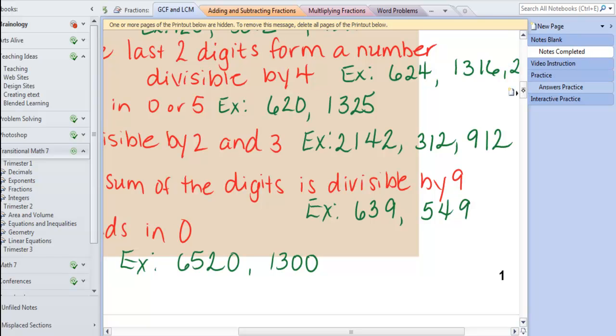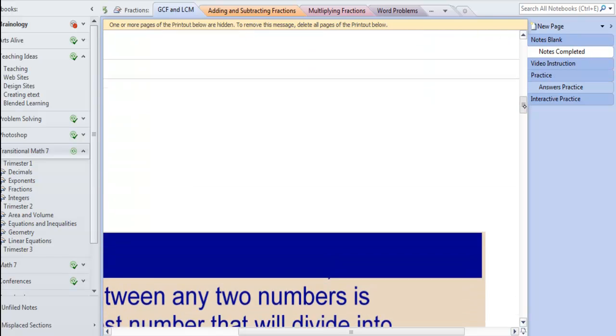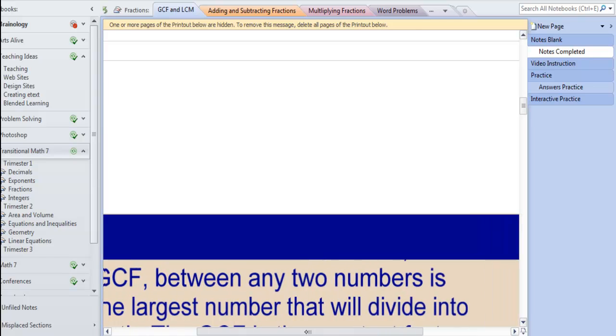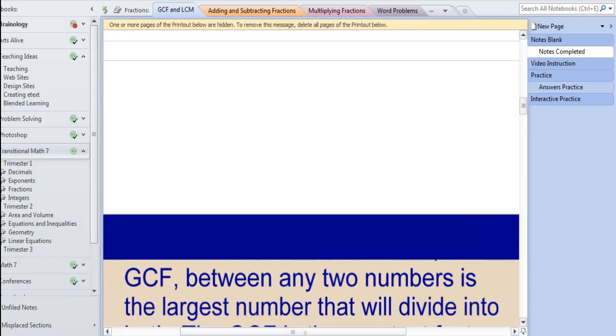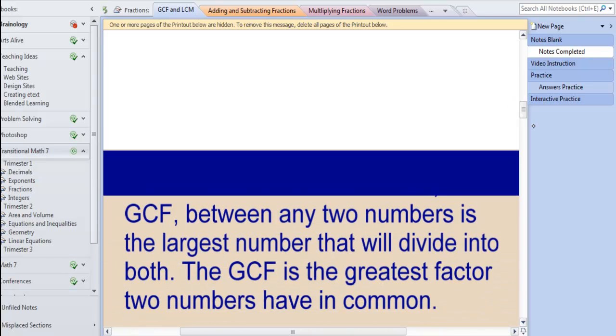All right, the next thing we're going to talk about is the greatest common factor. The greatest common factor is a number that two numbers have in common as factors, and it's the biggest one.